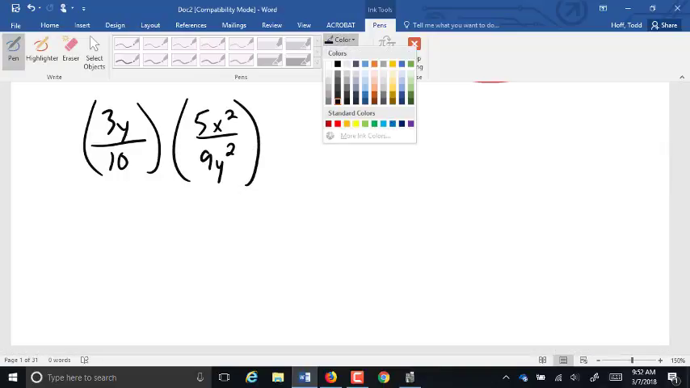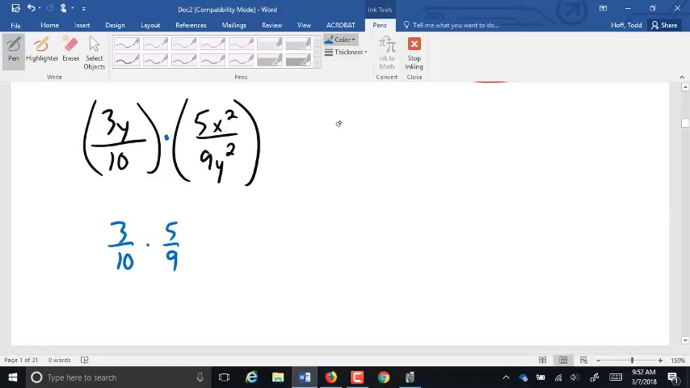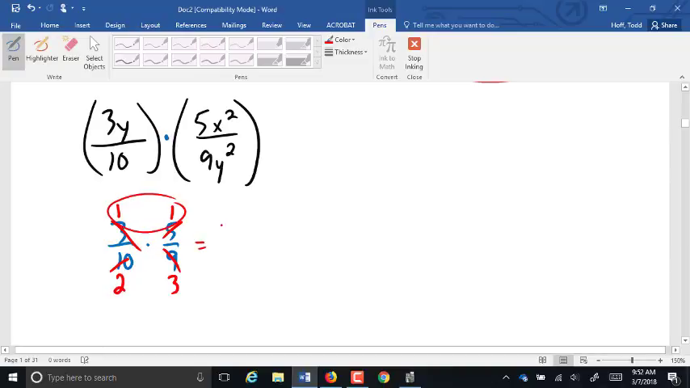So when I'm multiplying something like this, and that's all this is, parentheses is just multiplying. I separate out the numbers. I have the 3 over 10 times 5 over 9. And I can reduce or cross cancel. 3 and 9 are going to become 1 and 3. 10 and 5 are going to become 1 and 2. So 1 times 1 is 1. 2 times 3 is 6. So up here in my answer, numerically, I have 1 and 6.